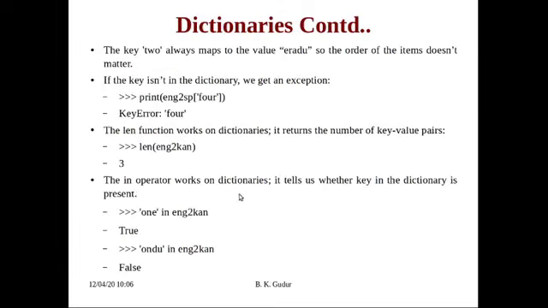The in operator works on dictionaries. It tells us whether a key is present in the dictionary. Like 1 in English to Kannada, true. 1 in English to Kannada, false. Remember what it checks: it is going to check only keys and not the values. So if we see, 1 is a key whereas 1 is also a value. If I print the English to Kannada dictionary, 2 is a key, 1 is a key and 3. These are keys, whereas eradu, 1, 3 are the values.